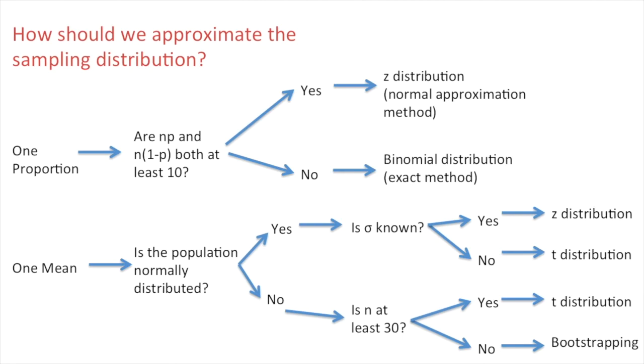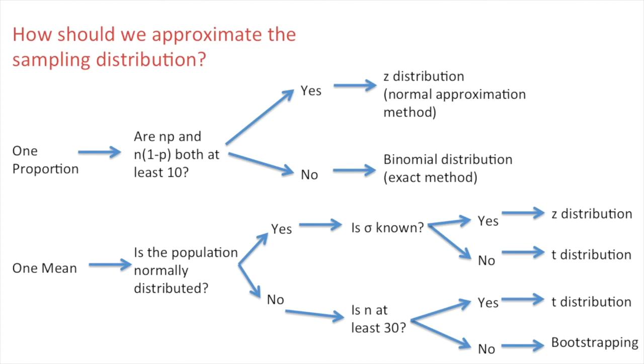If the population is normally distributed, but the population standard deviation is not known, then you would use a t-distribution. If the population is not normally distributed, or if you don't know the shape of the population, the next question you would ask is, is the sample size at least 30? If yes, then you could still use the t-distribution. Because according to the central limit theorem, if the sample size is large, typically greater than or equal to 30, then the sampling distribution will be approximately normal, and the t-distribution is appropriate for use.